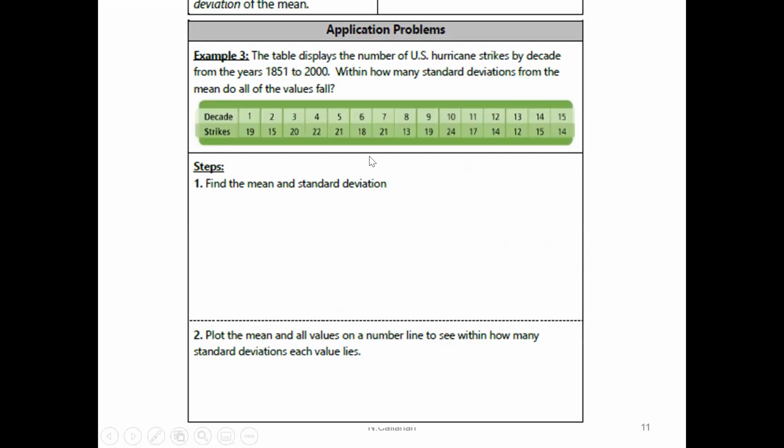All right, you guys, so now I'm going to have you take a look at this one right here. I want you to go ahead and look at the table, use the table to find the mean and standard deviation, and then go ahead and plot them.